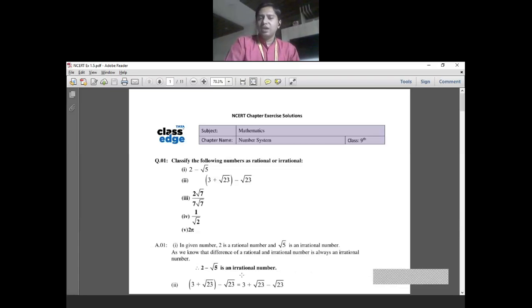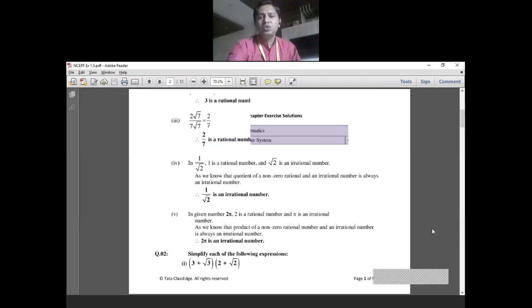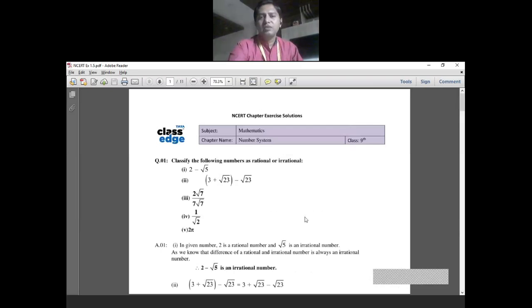Now the next is 3 plus root 23 minus root 23. Here we have plus root 23 minus root 23. In this case, we need to add the numbers, and when we add them, root 23 and root 23 will get cancelled, and we are left with only the number 3. So 3 is a rational number here.